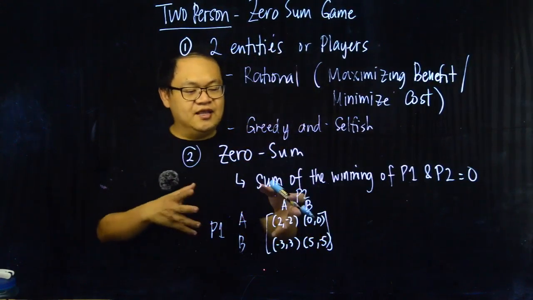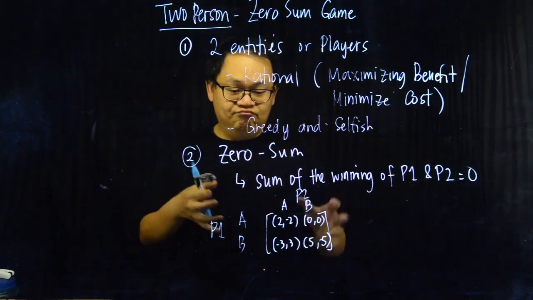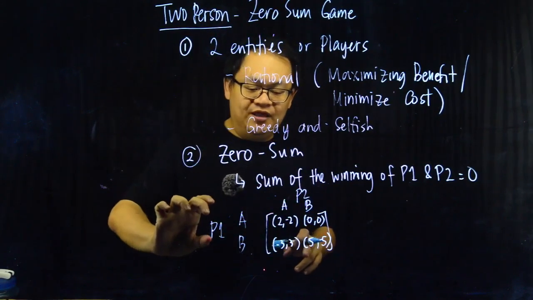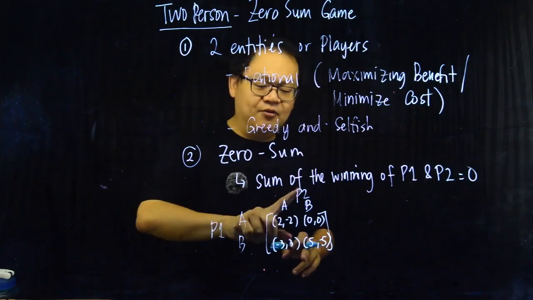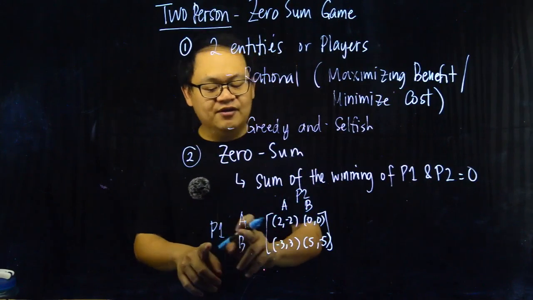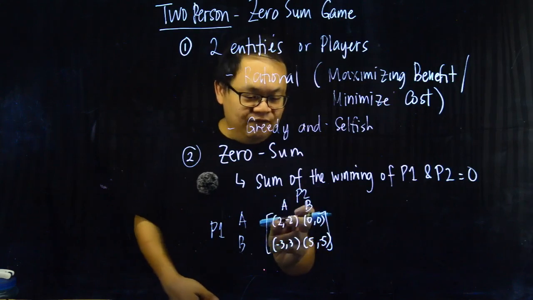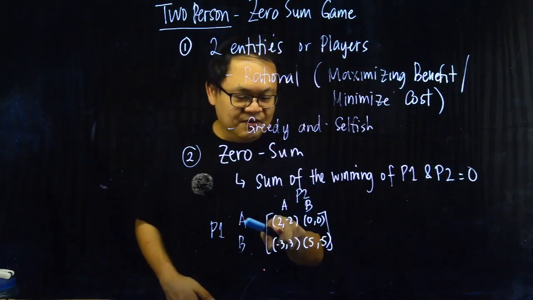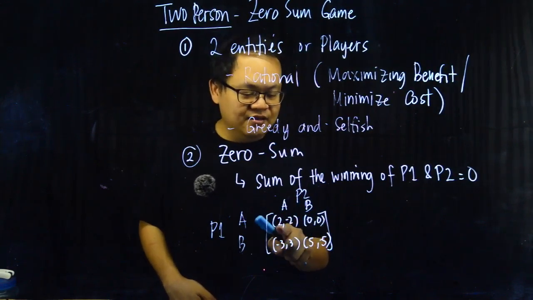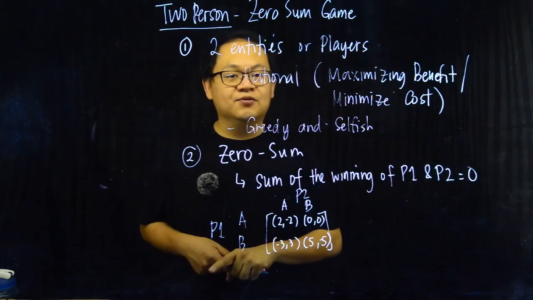Okay? In this quick example, we can see that this is actually a two-person zero-sum game. Why? There are two entities in the game. You have player 1 and player 2. They have two strategies. This is strategy A of player 1, strategy B of player 1, strategy A and B of player 2. And if you look at the payoff, one is positive and the other one is negative, no? Or both are 0, and the sum is 0. And therefore, this is a zero-sum game.